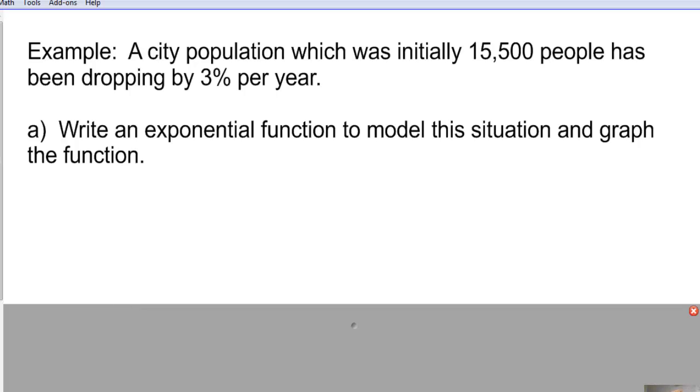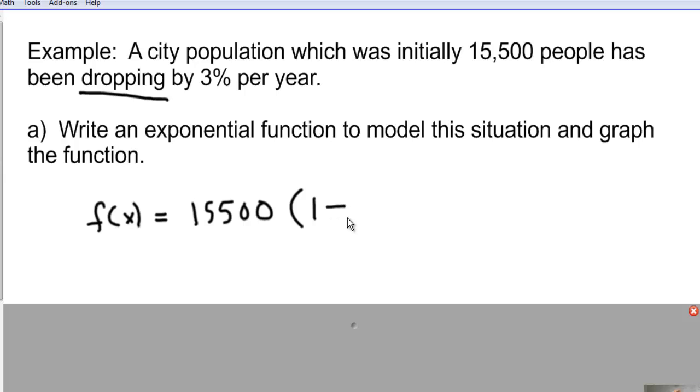So to do this, we are going to want to write f of x equals, we want our initial amount, which was 15,500, and we want it times 1. Do we want a plus or a minus? Well, the population has been dropping, so we want a decay factor, so we want 1 minus 3%, so I'm going to write 3% as a decimal, that would be 0.03, and that gets raised to the x. So I can enter it in the calculator like this, or I can rewrite it as 15,500 times 0.97 raised to the x. So let's go to the graph.